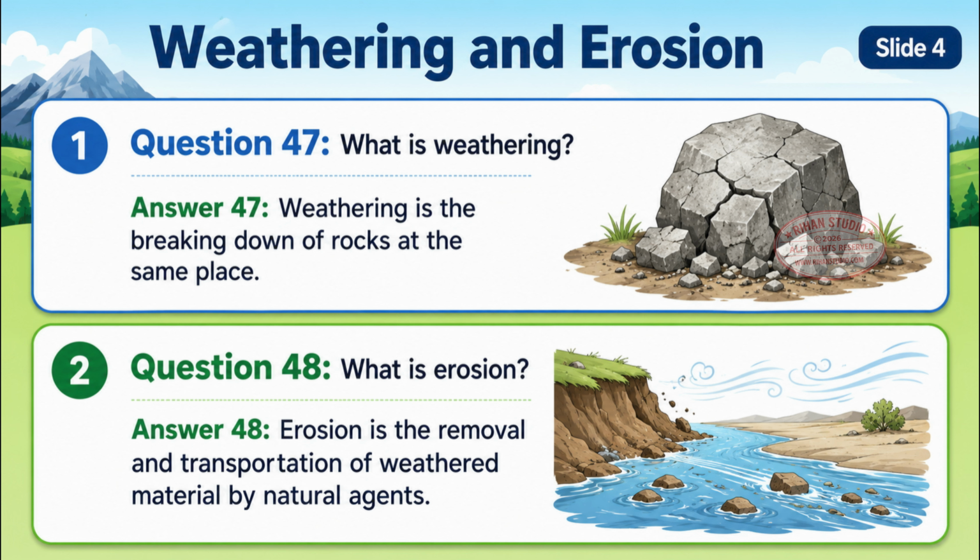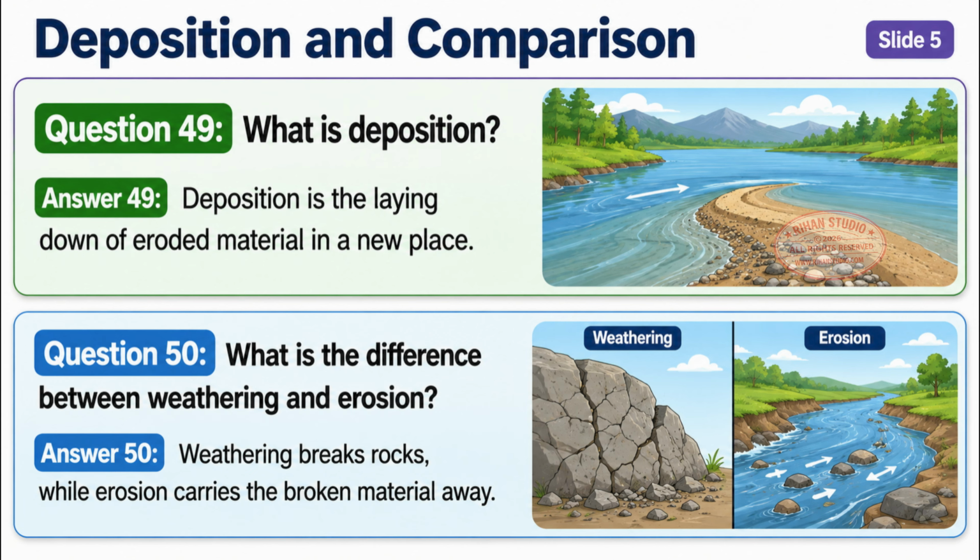Question 48. What is erosion? Answer 48. Erosion is the removal and transportation of weathered material. Question 49. What is deposition? Answer 49. Deposition is the laying down of transported material in a new place.